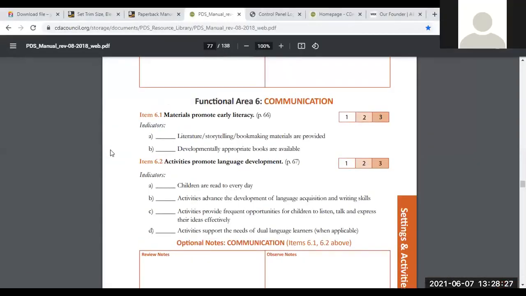Okay, awesome. I'm looking at this functional area 6 communication, and I mentioned about literature and storytelling. Make sure that your books are developmentally appropriate. You want to make sure there are lots of, especially with infants and toddlers and 3, 4, 5, pictures in there, because we're promoting that cognitive skill where boys and girls can actually be familiar with the book so they can read the pictures. So that's what we're looking for as your specialist.